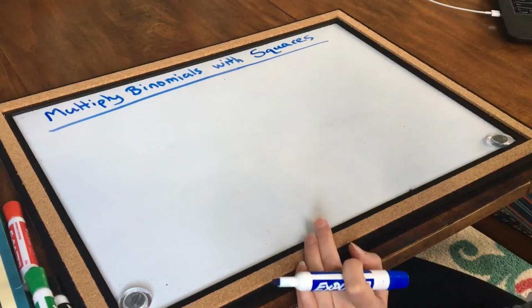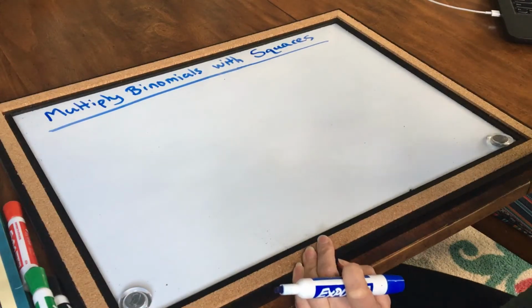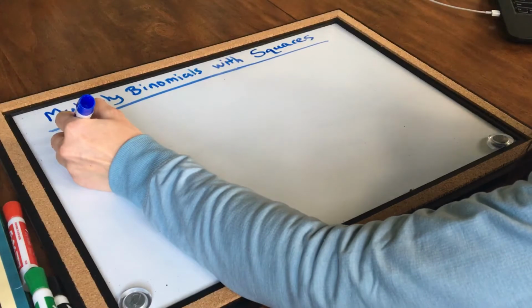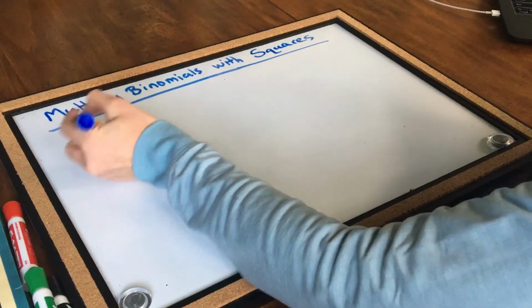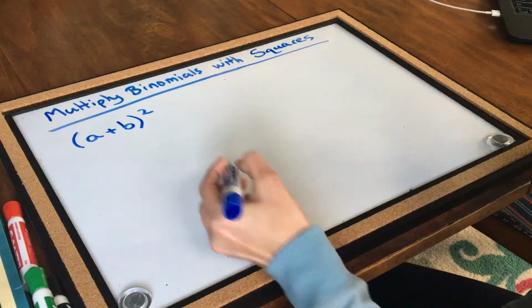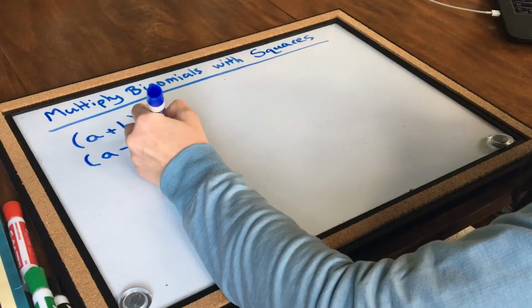So today we're going to be multiplying binomials with squares. Well, what do we mean by binomials with squares? So we're going to be looking specifically at 2 cases. We're going to be looking at binomials in the form a plus b squared, and we're also going to look at the form a minus b squared.